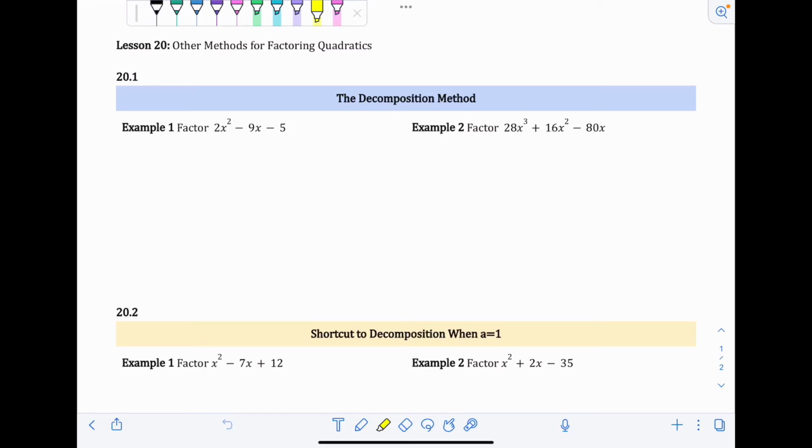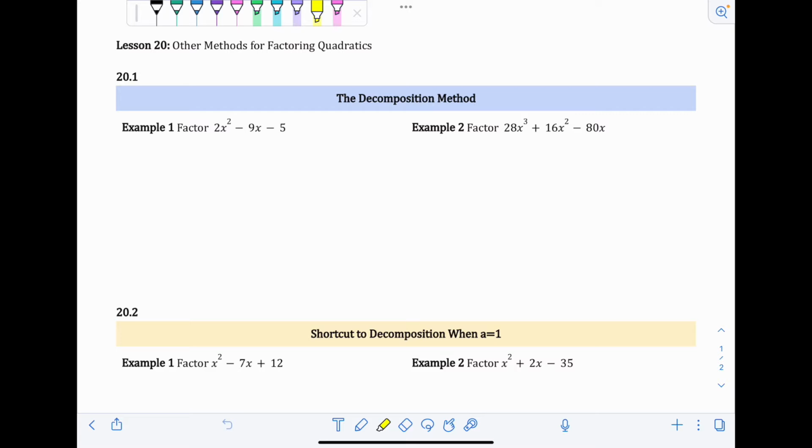Lesson 20 is other methods of factoring quadratics. So we've learned about factoring GCF and factor by grouping in lesson 19. If you haven't already watched lesson 19, make sure you go back and watch that first, because today is definitely going to build off of it. So 20.1 is called the decomposition method. Example 1: factor 2x squared minus 9x minus 5.